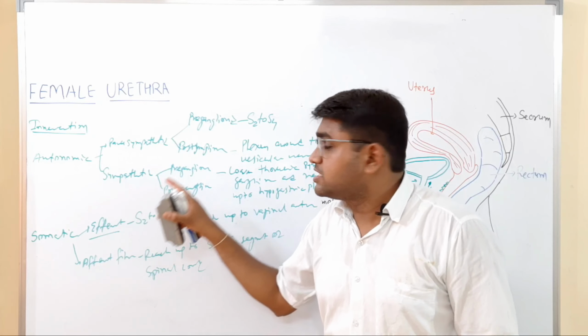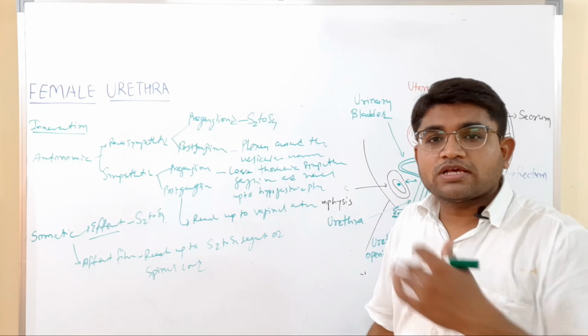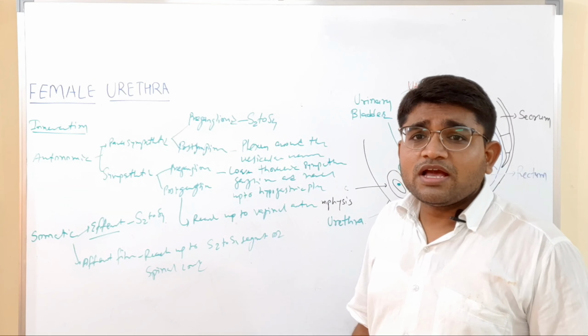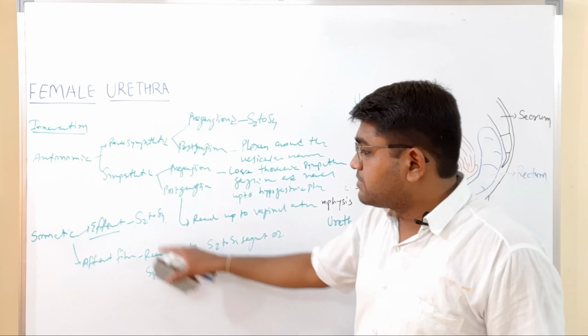Then the sympathetic fibers, the preganglionic fibers arise from the lower thoracic sympathetic ganglia and reach the hypogastric plexuses, and from that the postganglionic fibers arise and reach the vaginal arteries, and along with the branches of the vaginal arteries they reach the urethra, okay. Then the somatic efferent fibers supply the muscles of the urethra from the S2 to S4 segments, and the afferent fibers, collecting information from this urethral area, also reach the S2 to S4 segment of the spinal cord, okay.